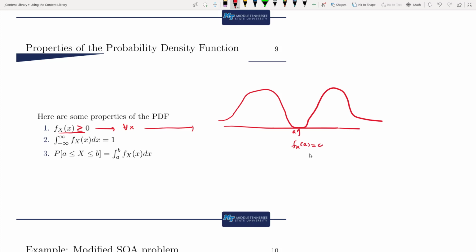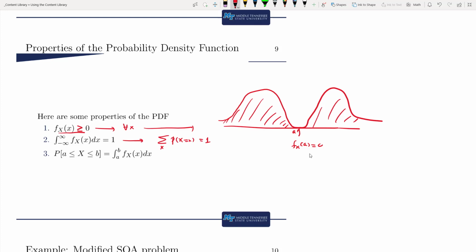Now, when you integrate from negative to positive infinity, you know that integration can be interpreted as area. So the total area under the curve is going to be 1. This is very similar to what we learned in discrete random variables: the sum of probability X equals x over all x is basically 1. Total probability is 1.